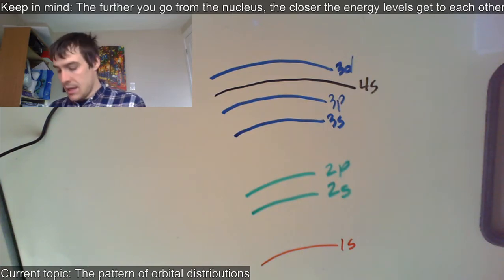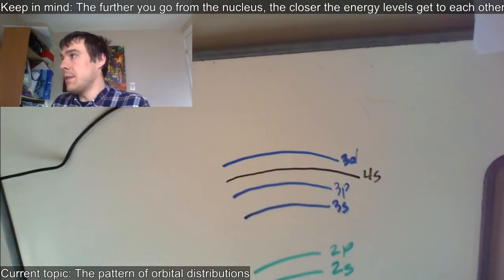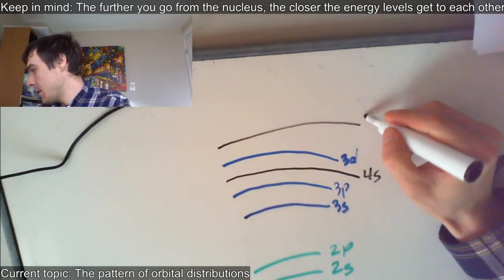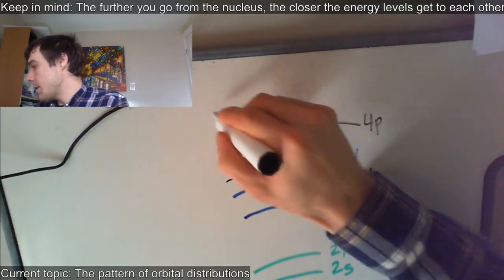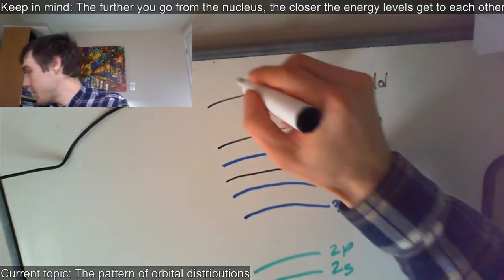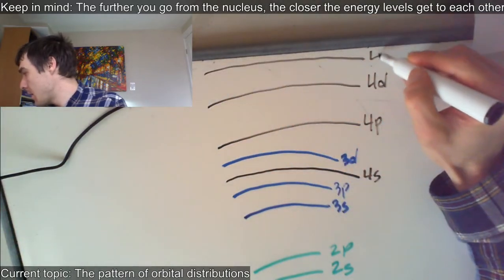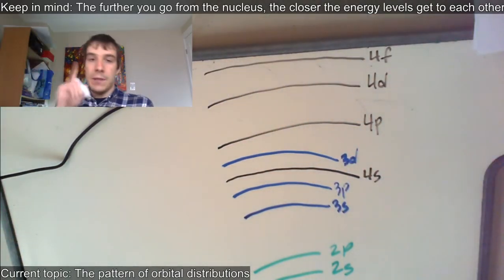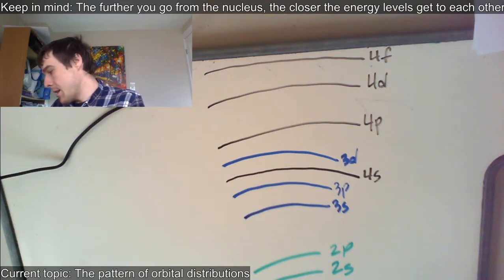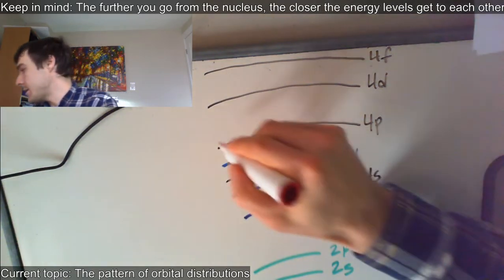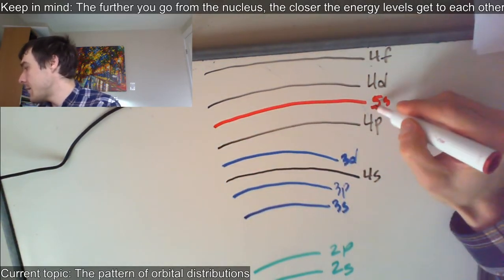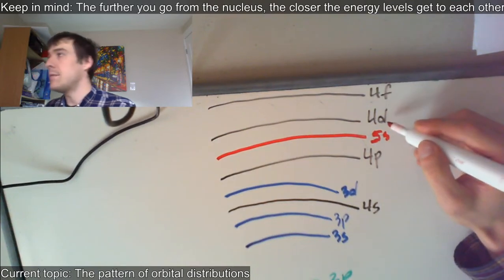And then, what's after 4s? Well, it would be 4p. And then you've got 4d. And you'd have 4f. But the same thing happens. 5s actually sneaks in ahead of 4d.